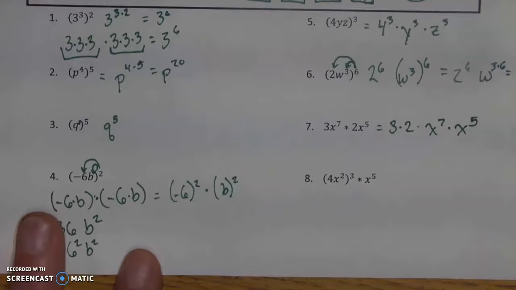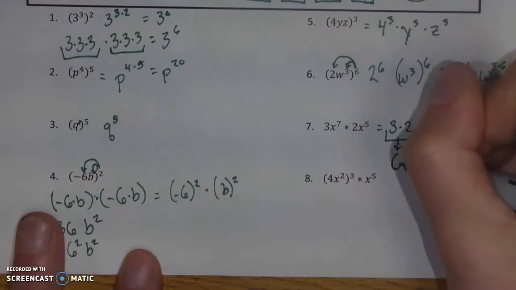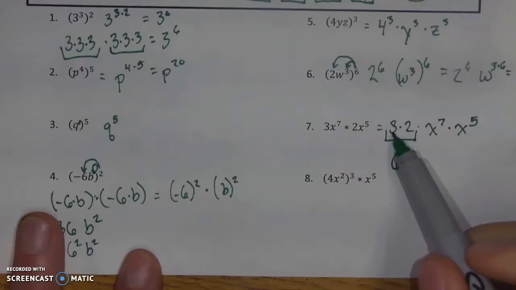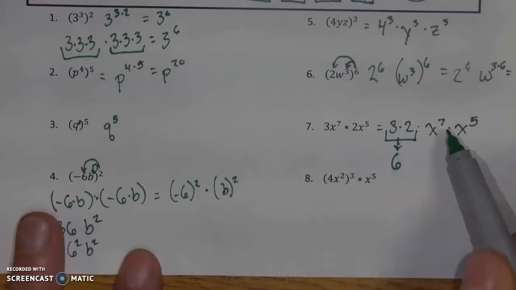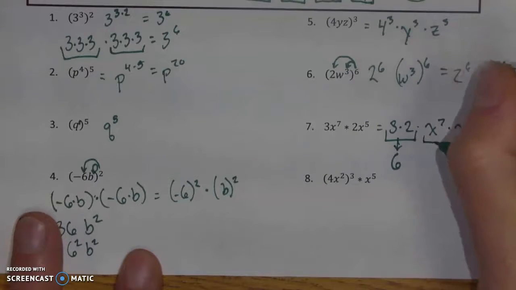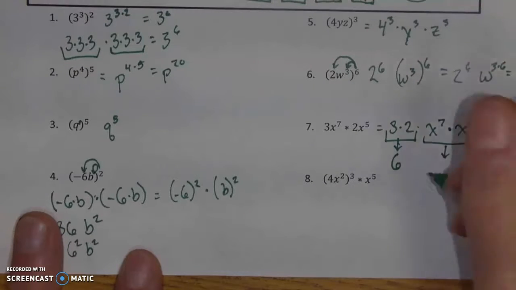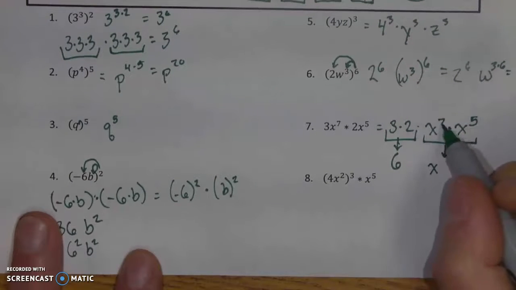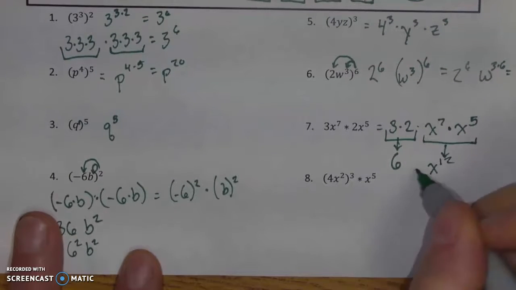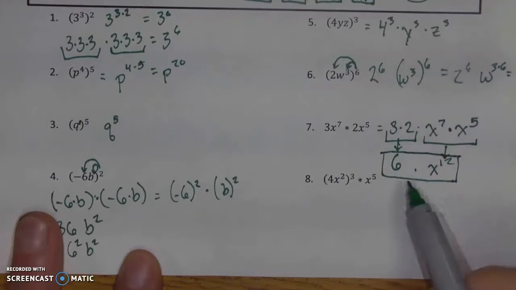Let's double check our rules here. I know when I have multiplication normally, well, I can just multiply together. Don't forget, this isn't suddenly addition. These are normal numbers being multiplied. So 3 times 2 is 6. Here, I've got exponents. Now, when I have exponents with the same base that are being multiplied together, I can combine using addition. So this is 7 plus 5, or 12. So my final answer, the simplification, would be 6 times x to the 12th.